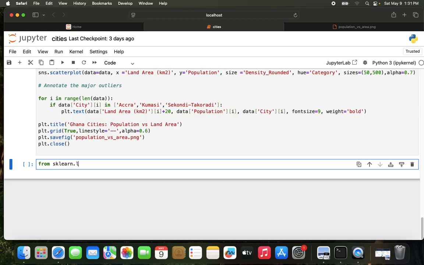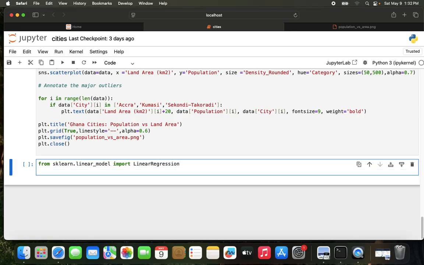The name's linear model. And then from here, we're going to import LinearRegression, like so. And then we're going to be making some plots as well. So let's do from matplotlib.pyplot import matplotlib.pyplot as plt. So I think that should do for matplotlib.